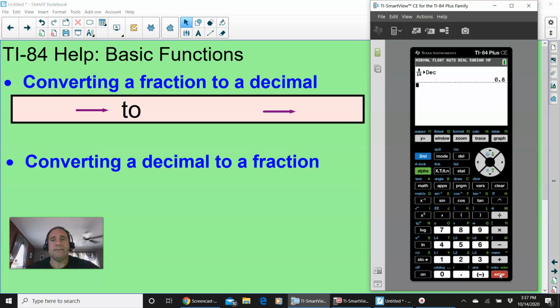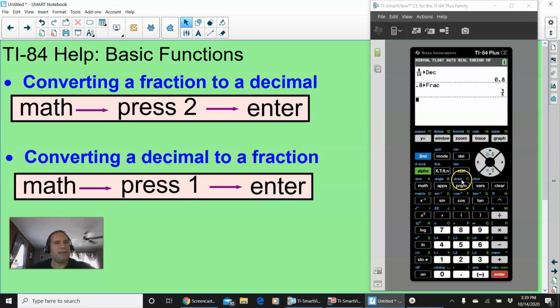That's 0.8. So now if I take that same decimal and convert it back into a fraction, I press math. I'm on the fraction choice already, and I'm going to press enter again, and it gives me 4 over 5, the reduced fraction to its lowest terms.